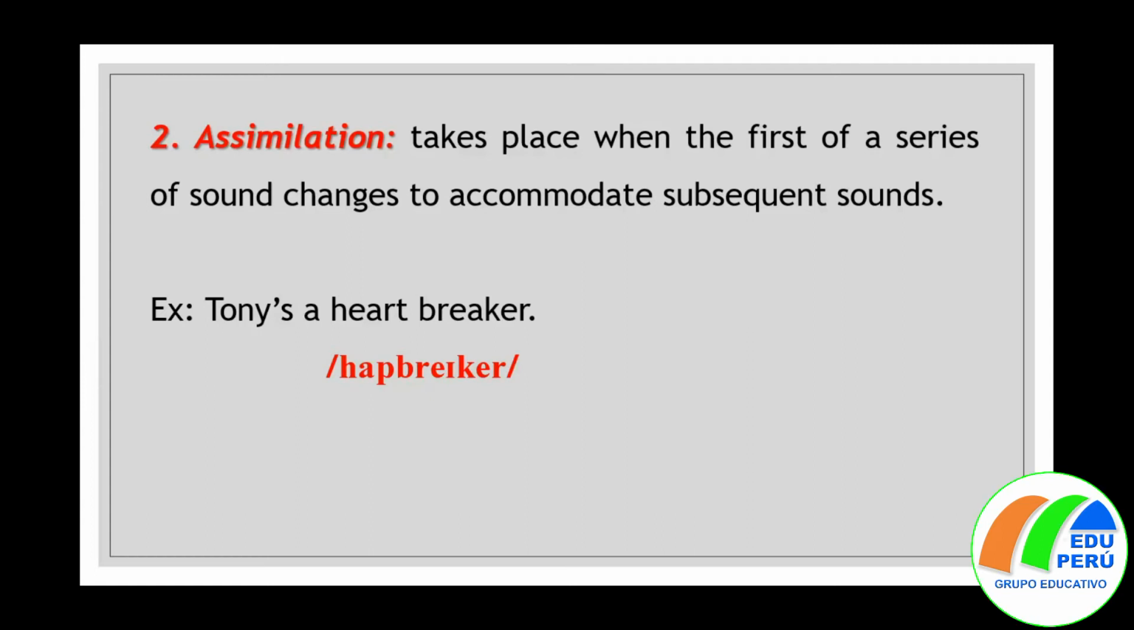Notice "heart" finishes in the sound ta, and "breaker" starts with the sound ba. So you change a previous sound: ta is changing to the sound pa. Why? Because you make it similar. Pa, ba, they are similar sounds because both are bilabial. Tone is a heartbreaker. Notice you don't say ta, you say pa: heartbreaker.